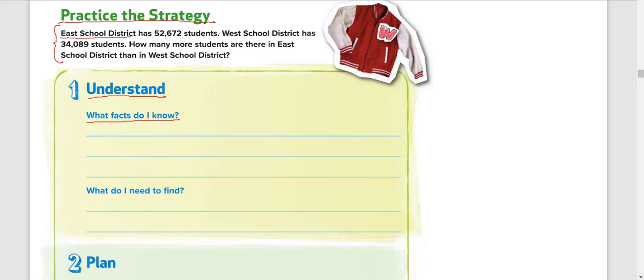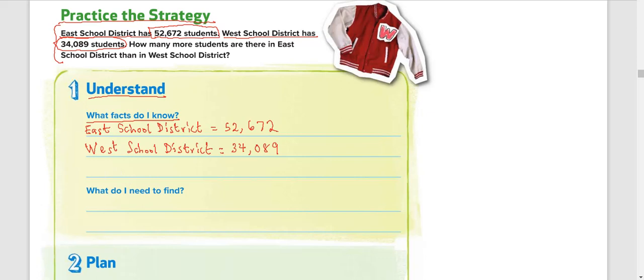East School District has 52,672 students. So this is one of the facts that I know for East School District. Also, we have West School District has 34,089 students. So that makes two facts now. So what fact do I know? We know for East School District, and we also know for the West School District. So you write it out.